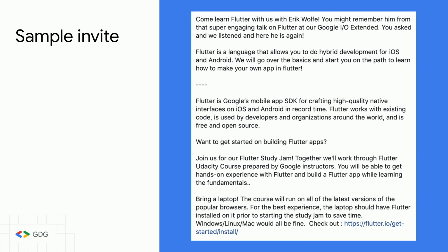Don't read this, it's really long, but I keep talking about Flutter, and the top half is my short invite of, hey, we heard you. You wanted a Flutter invite or a Flutter event. This is what you should expect. And then we go on, like I was saying, of what is Flutter, why are we doing this, and all of those details.